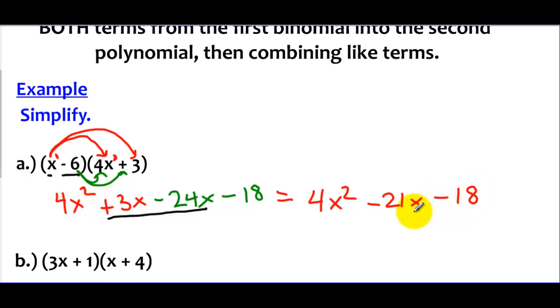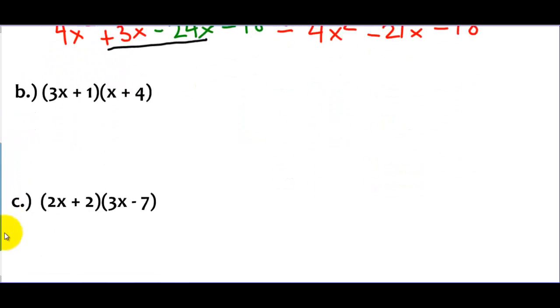Okay, so I'm going to say that the product of x minus 6 and 4x plus 3 is 4x squared minus 21x minus 18. And it's as simple as that. It's the exact same thing as what we did when we were multiplying in a monomial, except now we have to do it twice. Okay, so let's take a look at a second example.